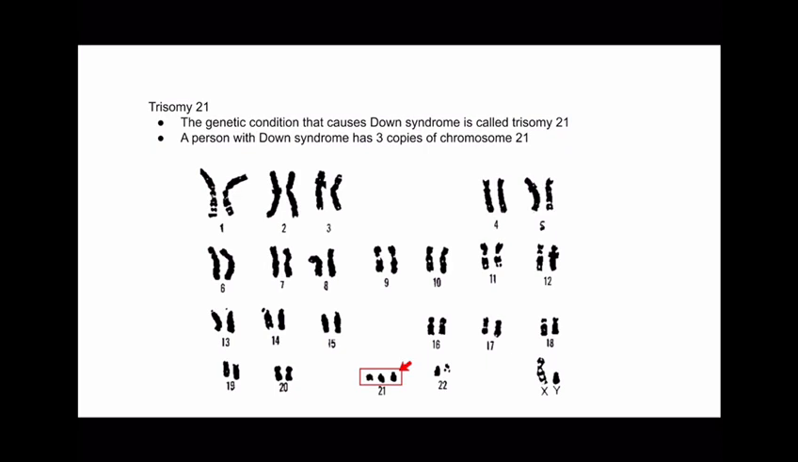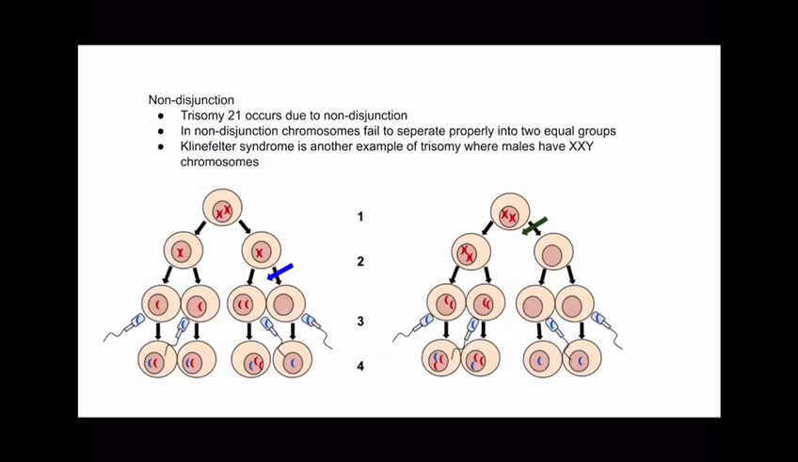So, trisomy 21. Down syndrome is caused by a genetic condition called trisomy 21. Trisomy means there are 3 copies of a particular chromosome instead of the usual 2 copies. In Down syndrome, there are 3 copies of chromosome 21. And this is an image of a karyotype of someone who has Down syndrome. As you can see, in the 21st, there are 3 21st chromosomes.